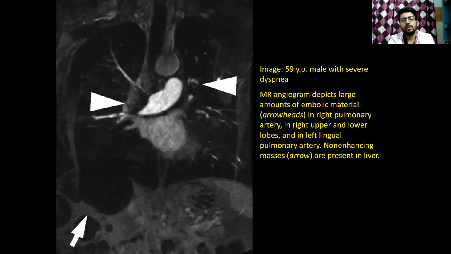This is the MR imaging demonstrating the embolic material in the right pulmonary artery, in the right upper and lower lobes, and in the left lower lobe pulmonary artery.